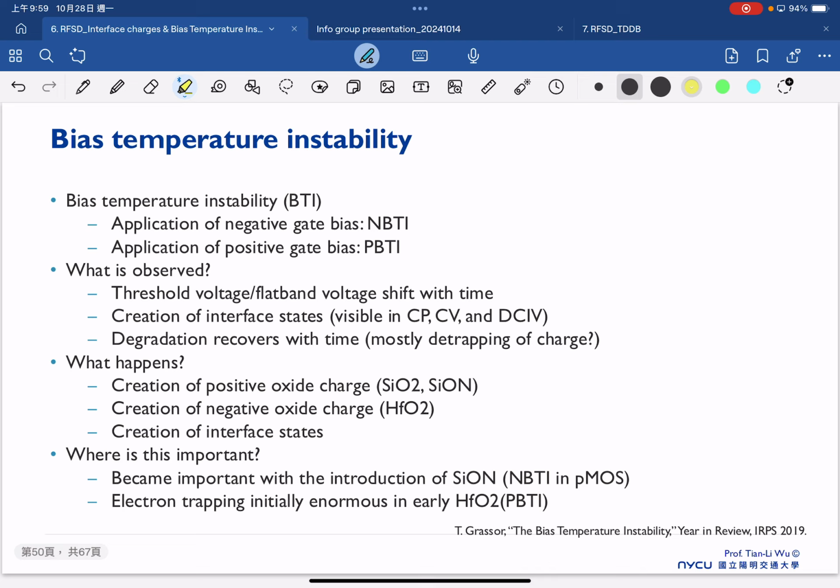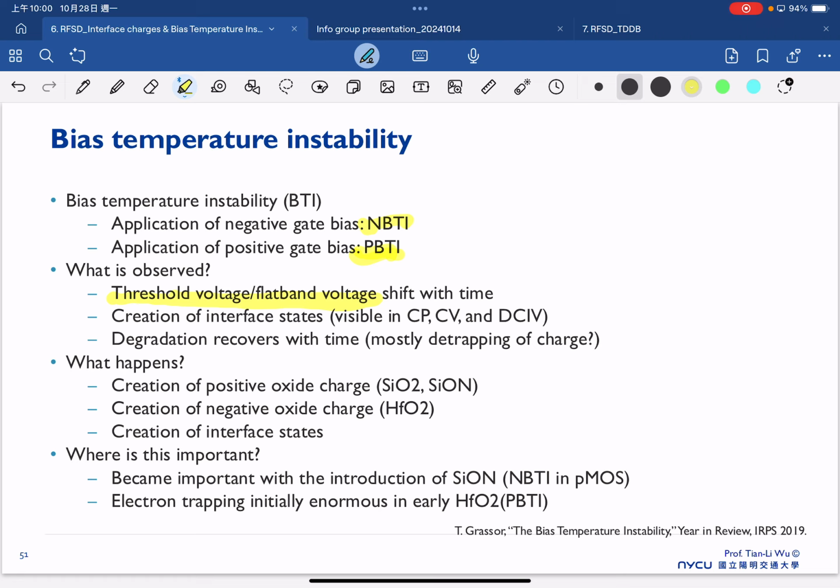So as we already said, the bias temperature instability depends on our bias. If we apply negative gate bias, we call that the NBTI. If we apply positive gate bias, we call that the PBTI here. So the main observation is we will see the threshold voltage or flat band voltage shift with respect to time. And there are lots of mechanisms people try to understand.